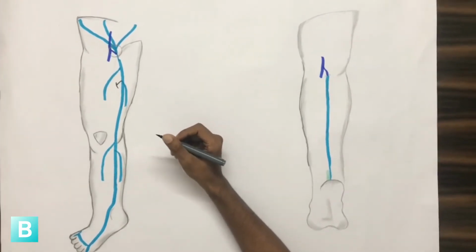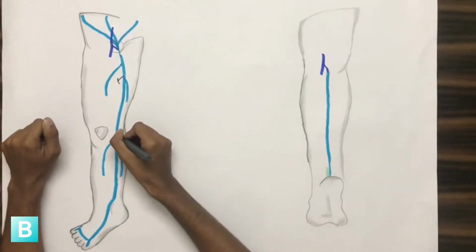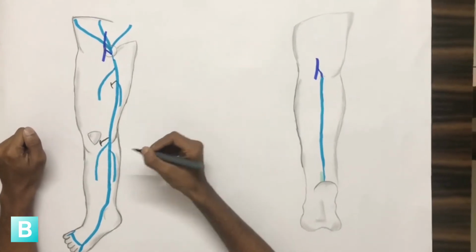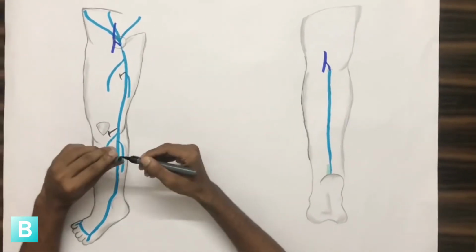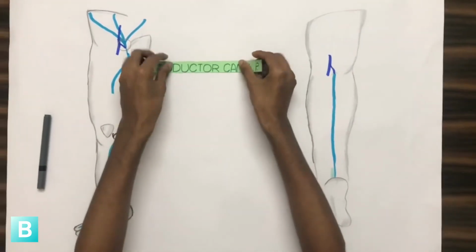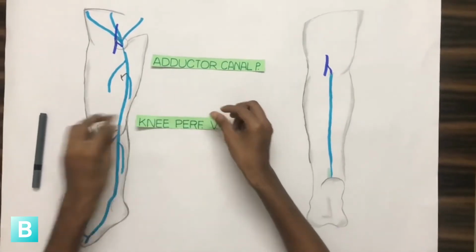Further, we have the knee perforator or the Boyd's perforator, which is present just below the knee. Now the knee perforator is the one which connects the great saphenous vein to the posterior tibial vein. Now as I said before, the adductor canal perforator and the knee perforator vein.